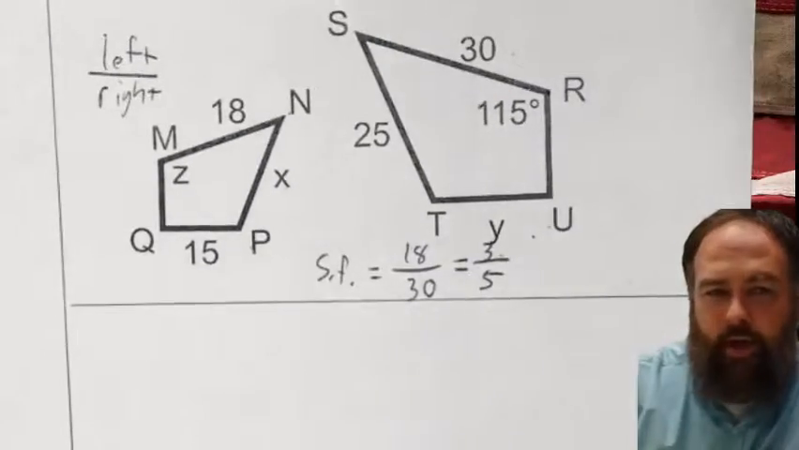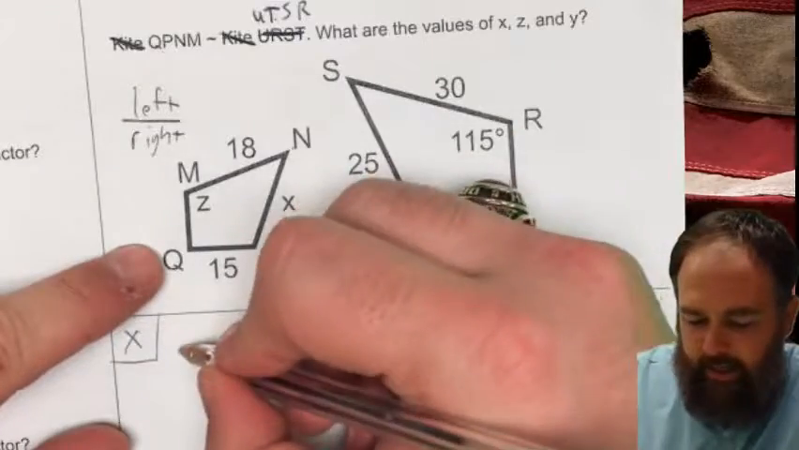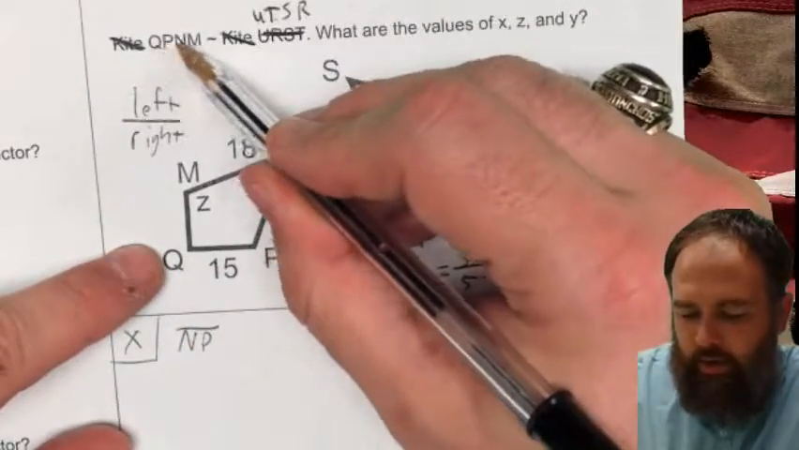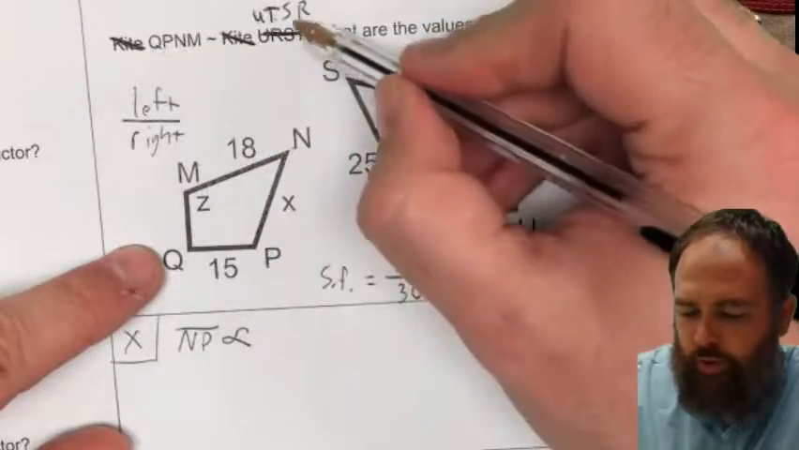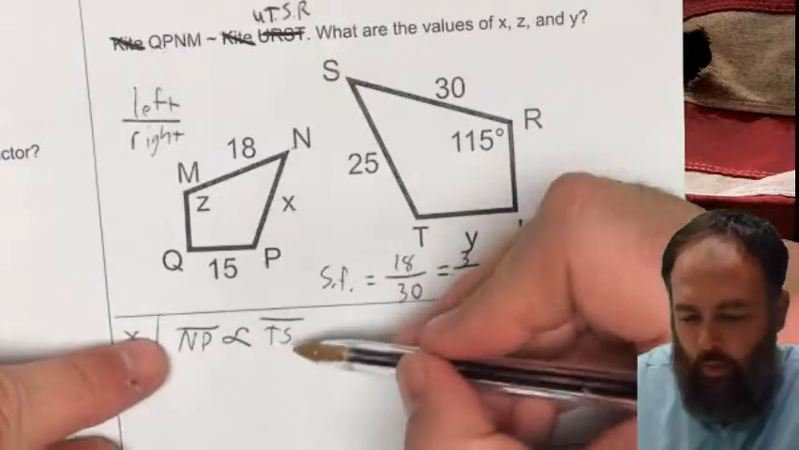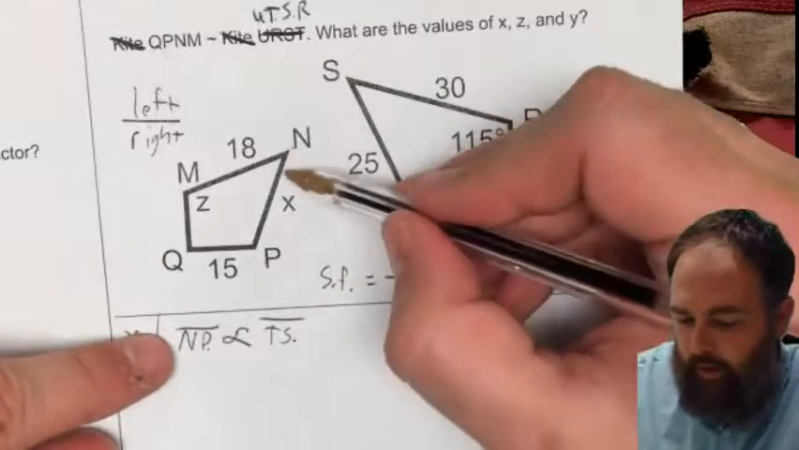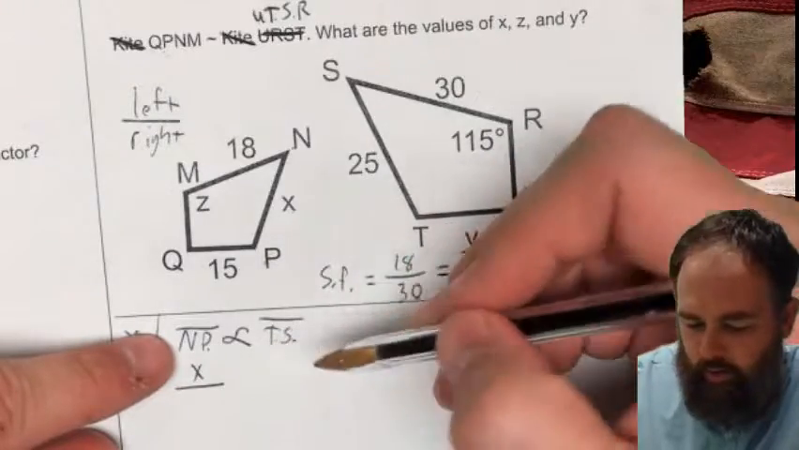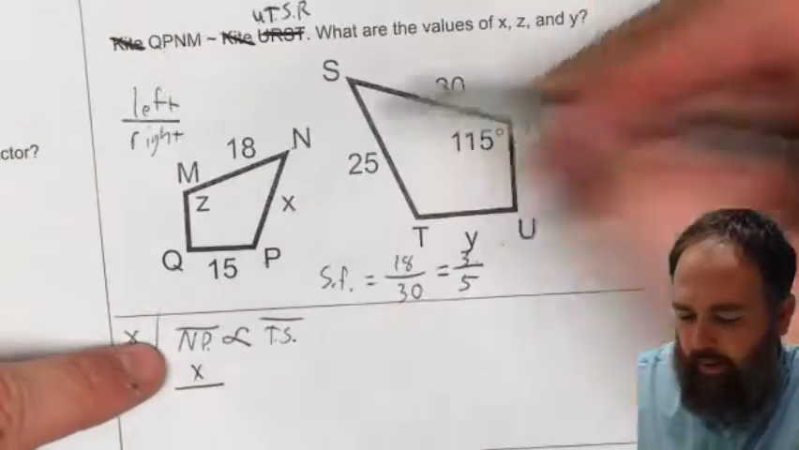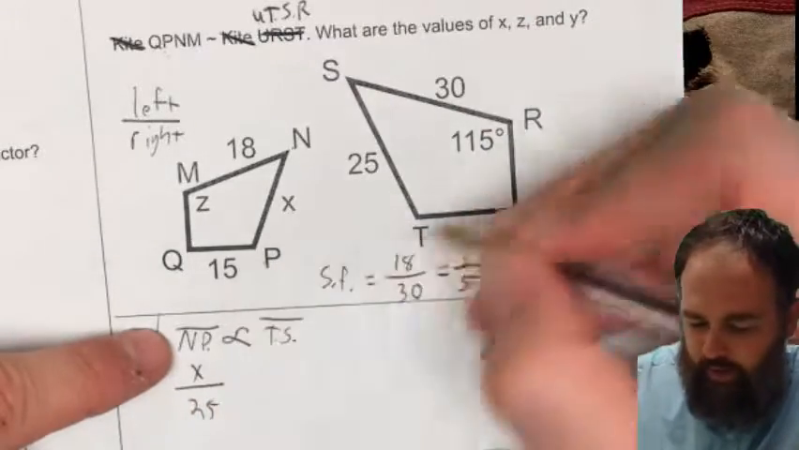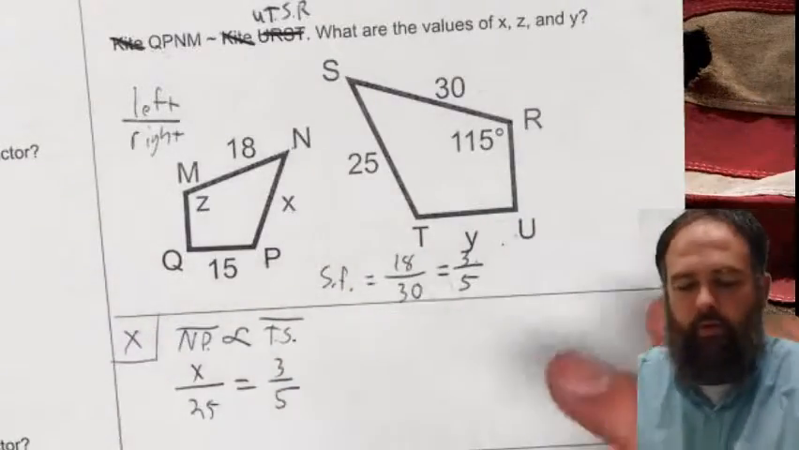Okay. Now let's go ahead and do the first of these three boxes, which is to solve for x. X is on side NP. NP is going to be proportional to positions 2 and 3, which is TS. So the way that I use this statement to solve for a variable is to take the fraction for NP. NP is on the left, TS is 25, so x over 25 is equal to, then I put my scale factor in, 3/5.